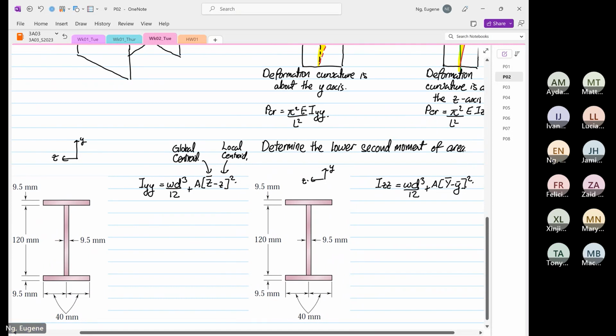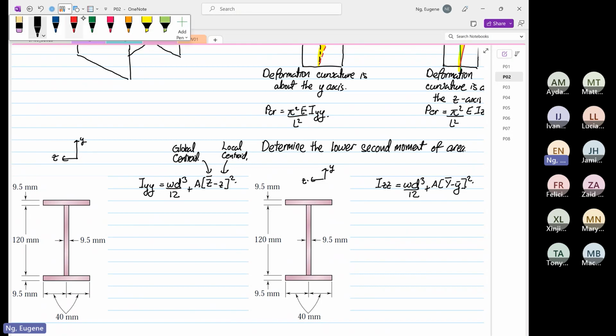So now we are going to find IYY. We know IYY is the second moment of area about the YY axis. So you draw your YY axis. I'm going to sketch my YY axis.